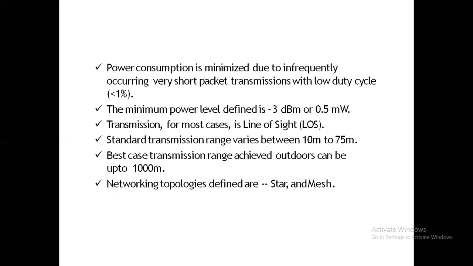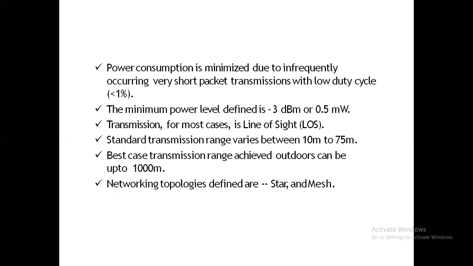Transmission in most cases is line of sight. Standard transmission range varies between 10 m to 75 m. The best case transmission range achieved outdoors can be up to 1000 m. So these are the standard levels of transferring data. Networking topologies are defined as star and mesh.